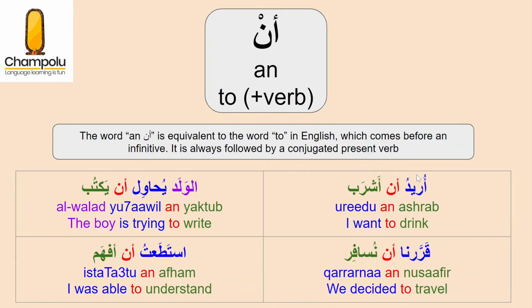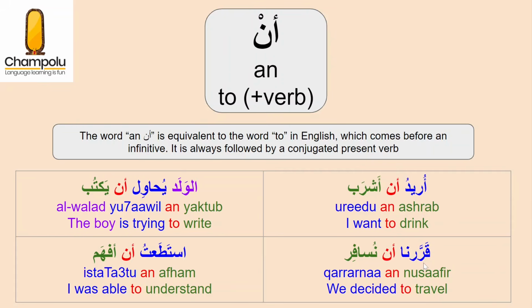So أريد أن أشرب. And then we have something like الولد يحاول أن يكتب. The boy is trying to write. So the verb here is يحاول, and it is followed by أن, which means "to," and then the other verb, which is the equivalent to the infinitive in English, like to write, it becomes يكتب. So it's also conjugated with the same conjugation as the boy.